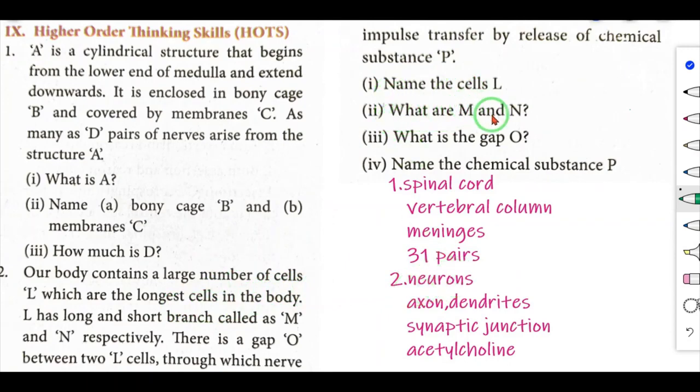Number 2: What are M and N? The long branch is called M and the short branch N, that is axon and dendrites. Then what is the gap O? The gap is the synaptic junction. Then name the chemical substance P. The chemical is acetylcholine, which is a neurotransmitter.